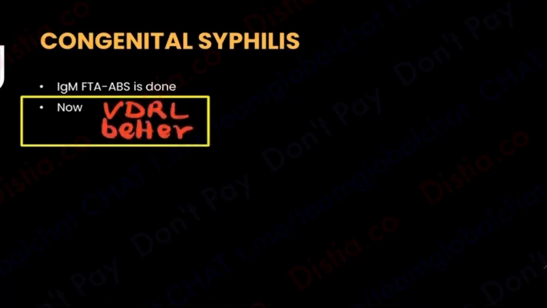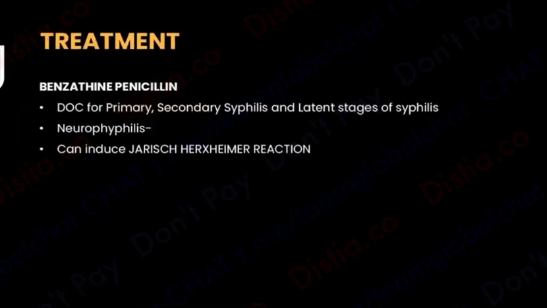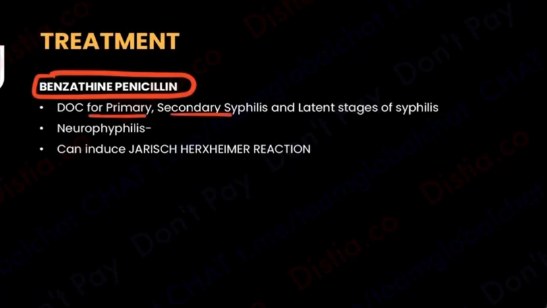What do we move on to next? We are going on to the treatment aspect. It's a case of benzathine penicillin for primary, secondary, latent, all stages. But if you're going in for neurosyphilis, neuro is always going to be something which is more dangerous. So penicillin G is always going to be preferred. I hope you also remember that this can result in the Jarisch-Herxheimer reaction.